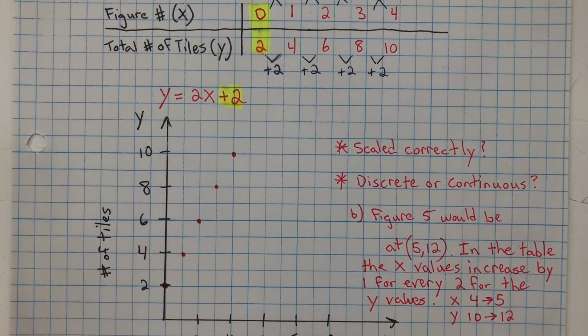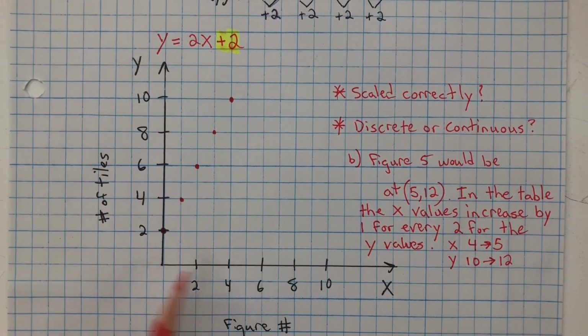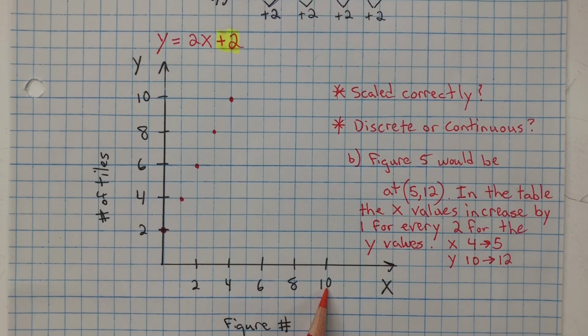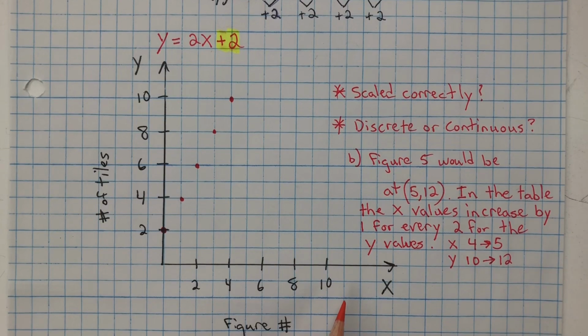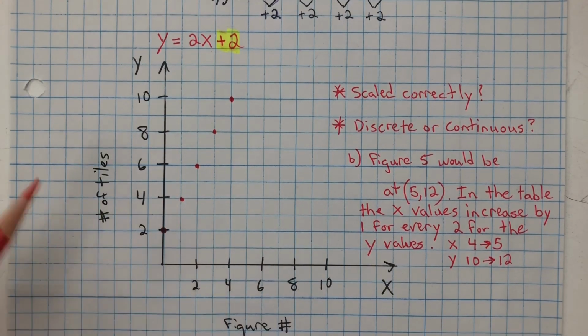One important thing when you're graphing is to make sure you scale it correctly. If you look, I scaled all the way out to figure 10. And I didn't really need to, because in my table, I only went to figure 4. So if I were to redo this one, to scale it correctly, I would have spread it out and had this figure 1, 2, 3, 4. You want to maximize your graph.